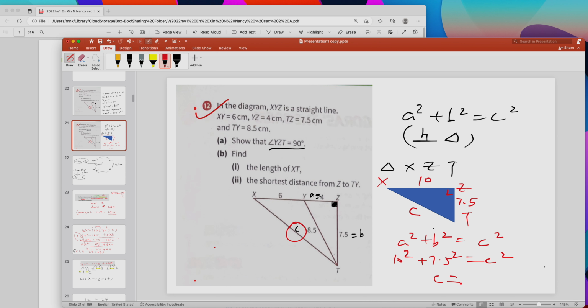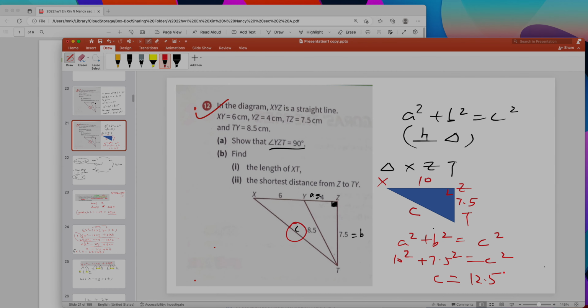12.5. Okay, good. Exact value? That's the exact value. So, I want to emphasize once again. What you have here is, can you give me what is C squared? Before C, it is 156.25. Equals C squared, right? Yes.